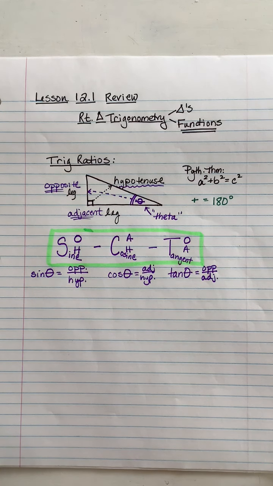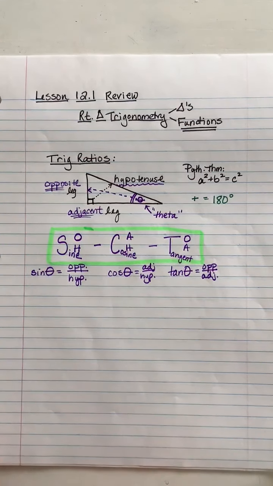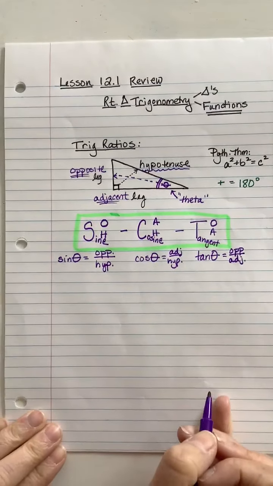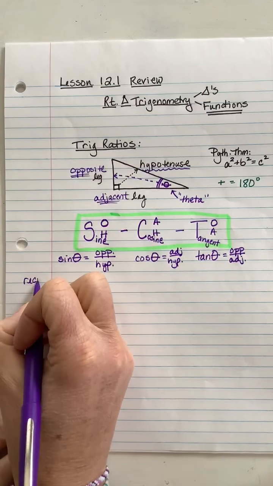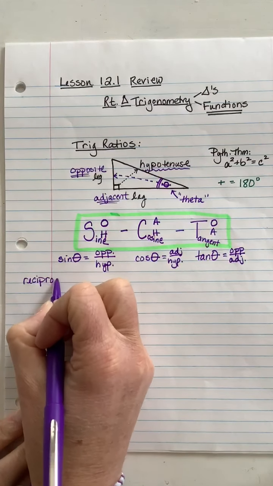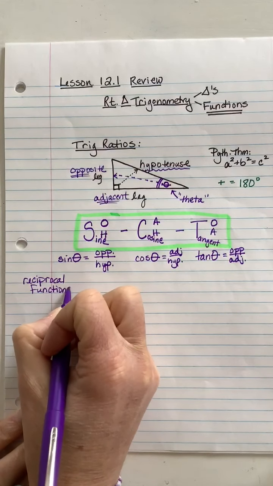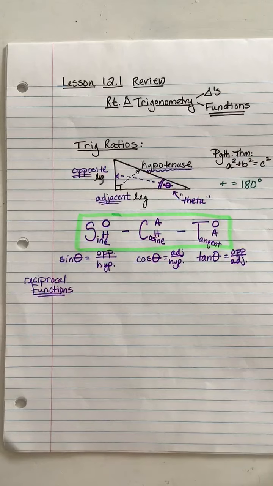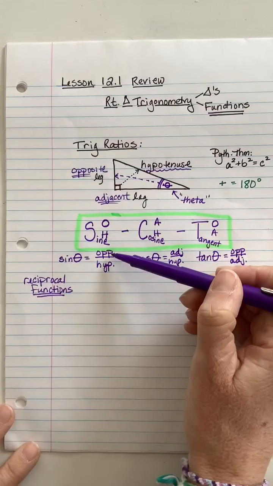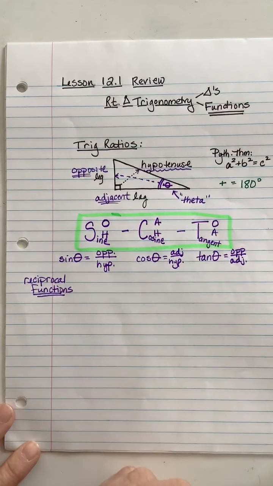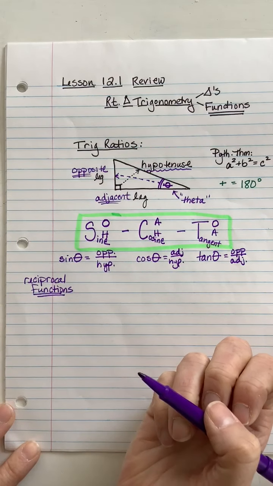So another thing that, I can't remember if you discussed this last year or not, that goes along with these trig functions is this idea of what's called reciprocal functions. So this year we are also going to be looking at reciprocal functions. And of course, reciprocal functions are going to be, instead of opposite divided by hypotenuse, hypotenuse over opposite, or 1 over sine of that angle.